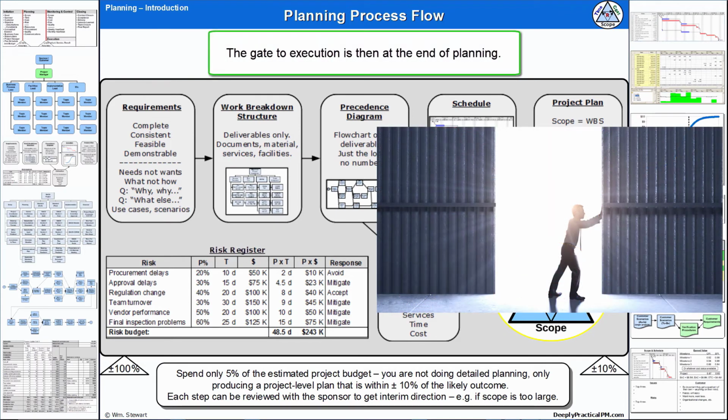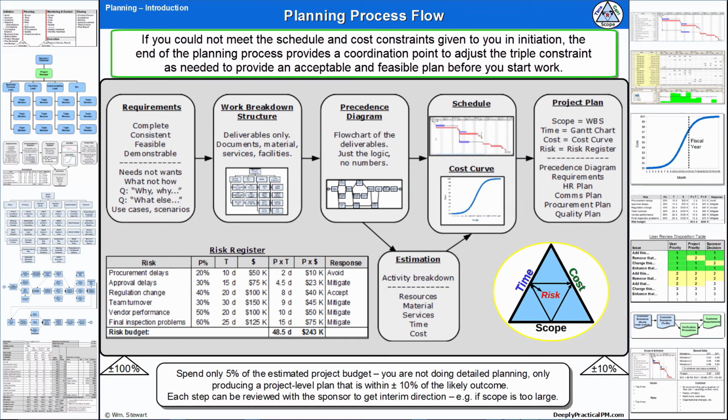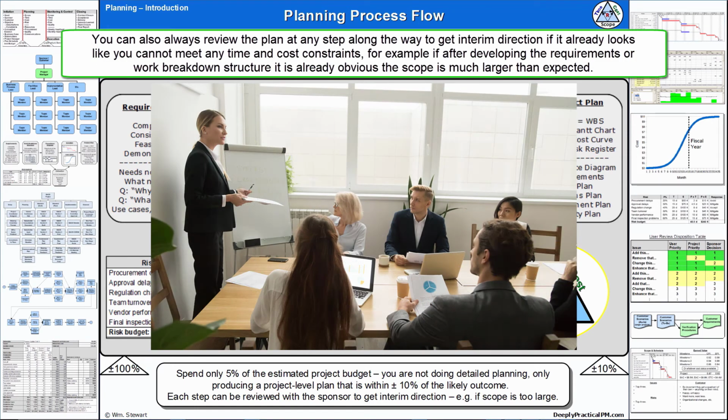The gate to execution is then at the end of planning. If you could not meet the schedule and cost constraints given to you in initiation, the end of the planning process provides a coordination point to adjust the triple constraint as needed to provide an acceptable and feasible plan before you start work. You can always review the plan at any step along the way to get interim direction if it already looks like you cannot meet any time and cost constraints. For example, if after developing the requirements or work breakdown structure, it is already obvious the scope is much larger than expected.